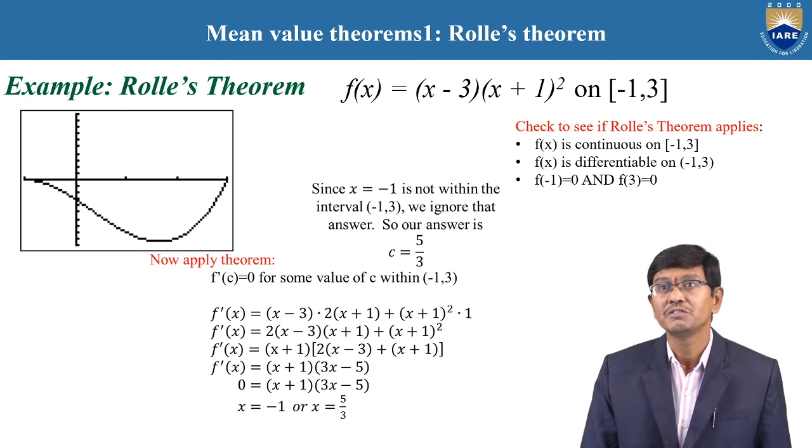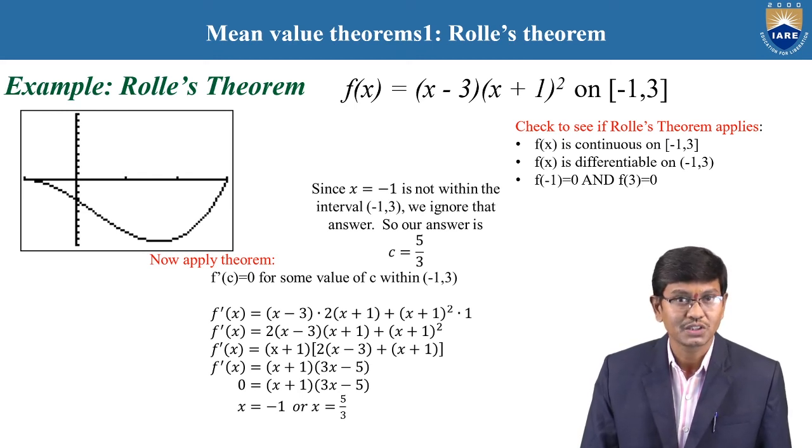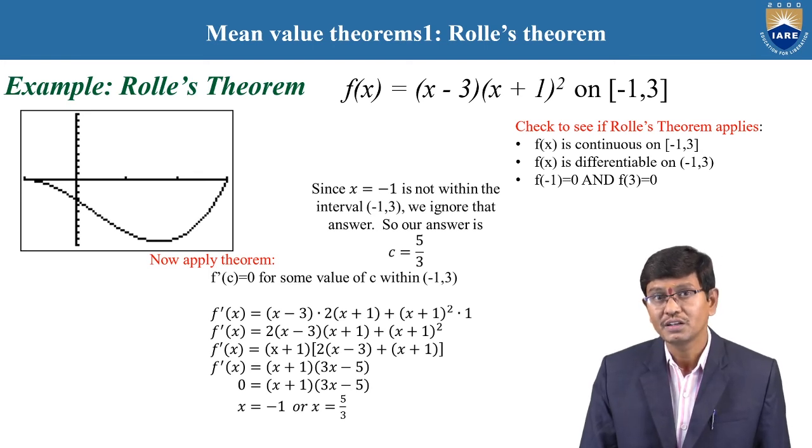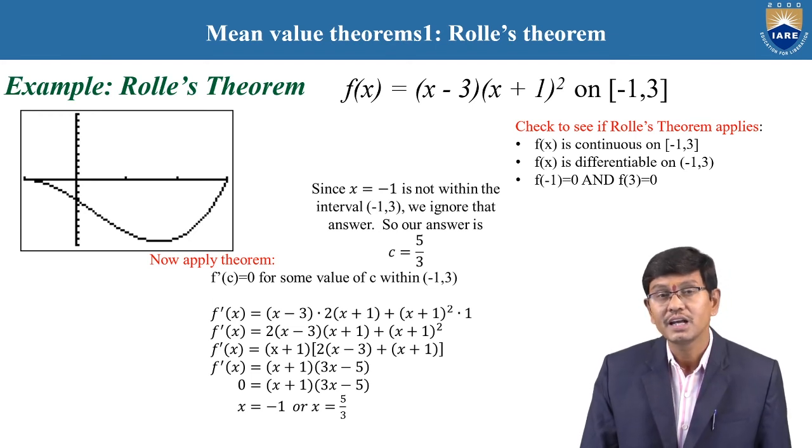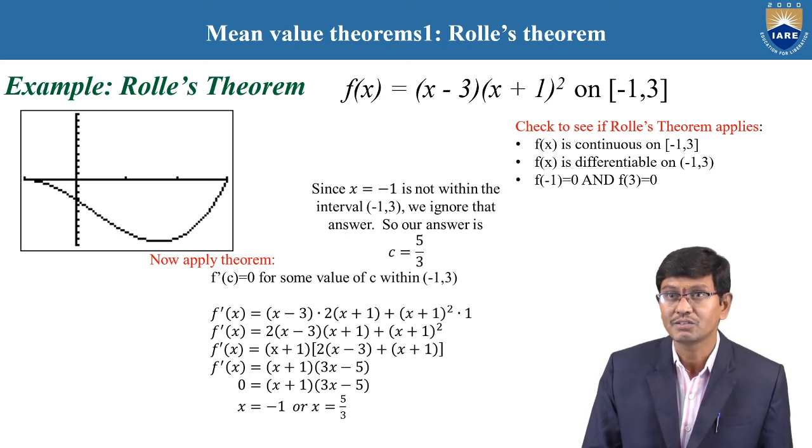And here we also need to find out whether the function satisfies Rolle's theorem or not. Here the function is clearly continuous, because it is given that the function is a polynomial function. Therefore, every polynomial function is also a continuous function in the given interval, that is, minus 1 comma 3. And second, the function is also differentiable. Therefore, it is differentiable in the interval minus 1 comma 3.